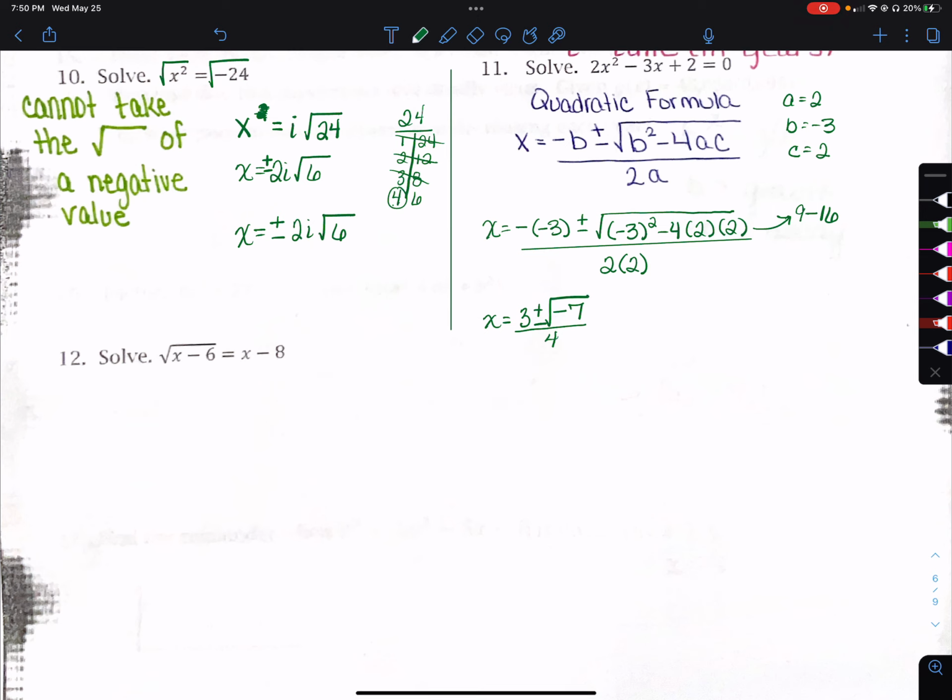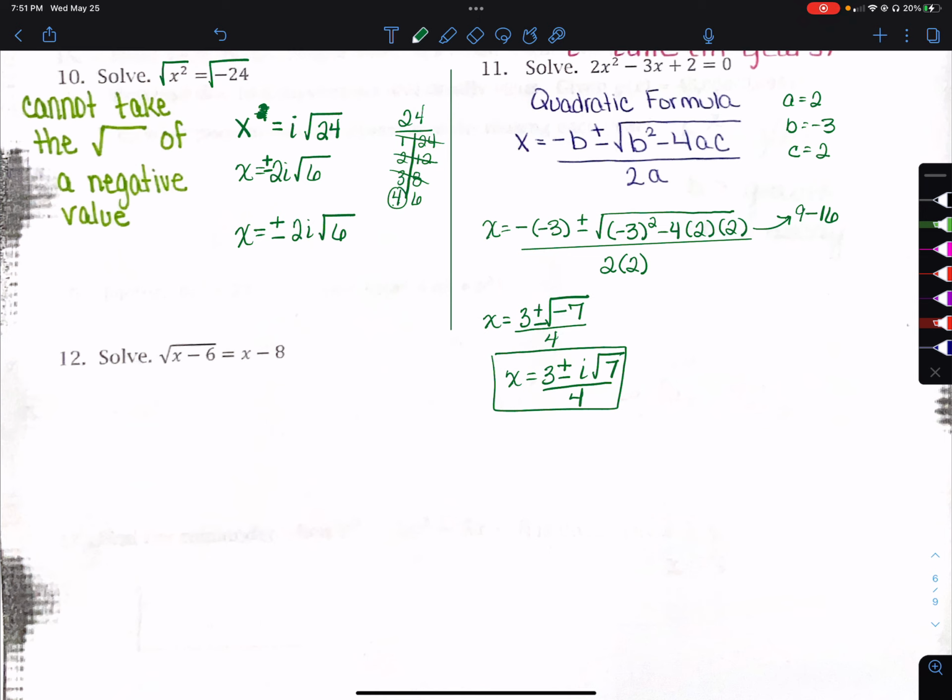Okay. Now again, I cannot take the square root of a negative number, but I can take out an I so that we will have x is equal to 3 plus or minus I radical 7 divided by 4. Okay.